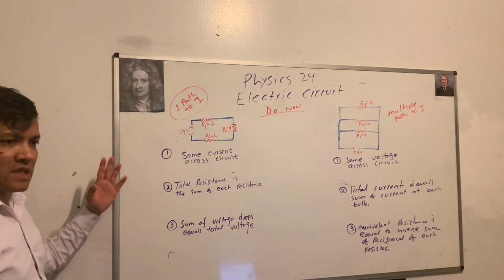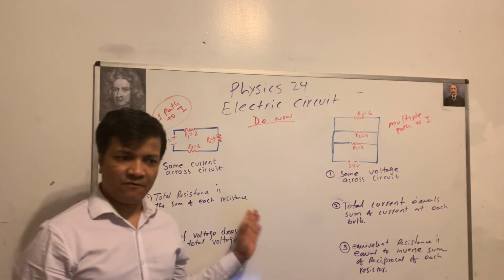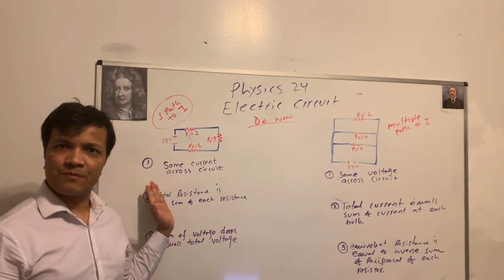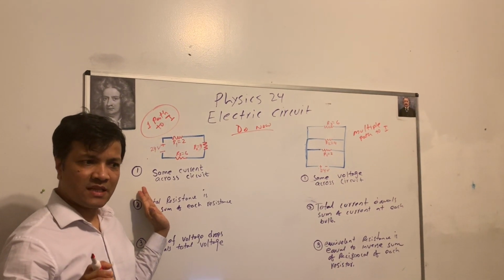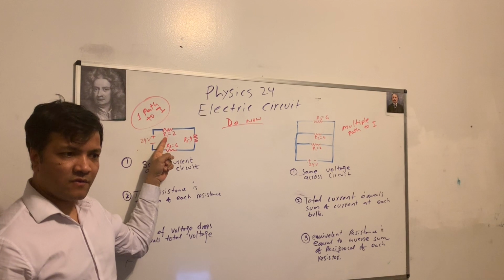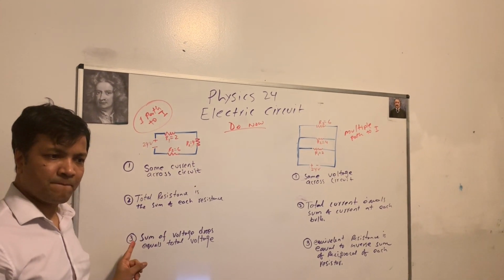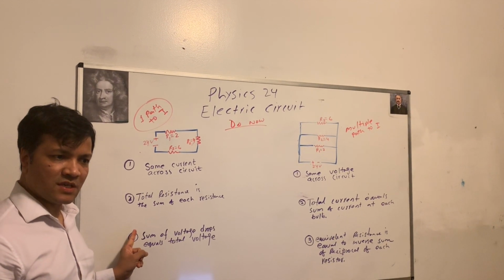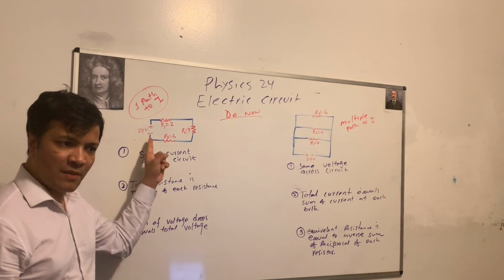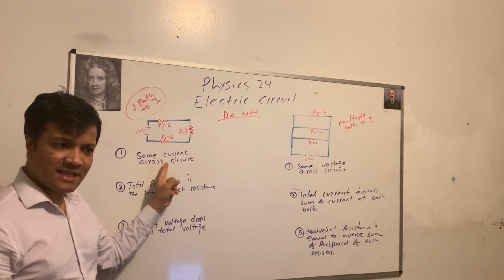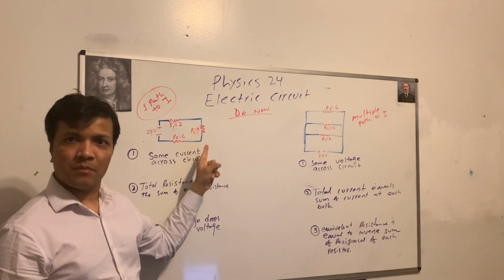Okay. So these are the rules for the series circuit, and these are the rules for the parallel circuit. The first rule is, what do you see? That the current is the same across the circuit. That means if the current over here is 1 amp, the current over here is always 1 amp, going in one direction. What about the voltage? Voltage drops. So total voltage is equal to the sum of voltage at each bulb.